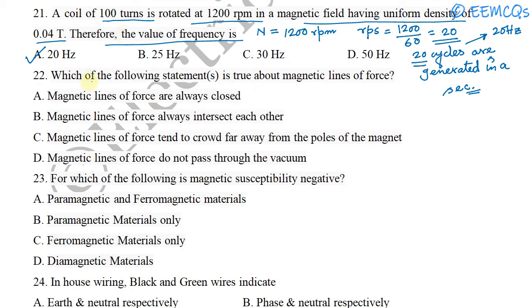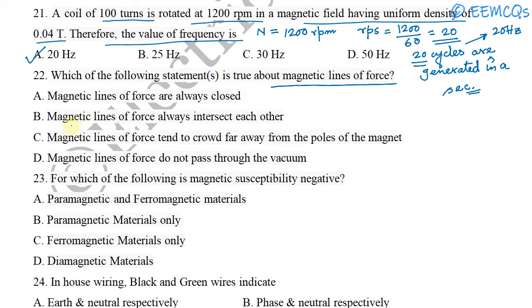Next question. Which of the following statements is true about magnetic lines of force? Magnetic lines of force are always closed. Definitely all magnetic lines are basically closed lines because magnetic monopole doesn't exist. Means north and south pole always exist in pair. So basically magnetic lines of forces are always closed.